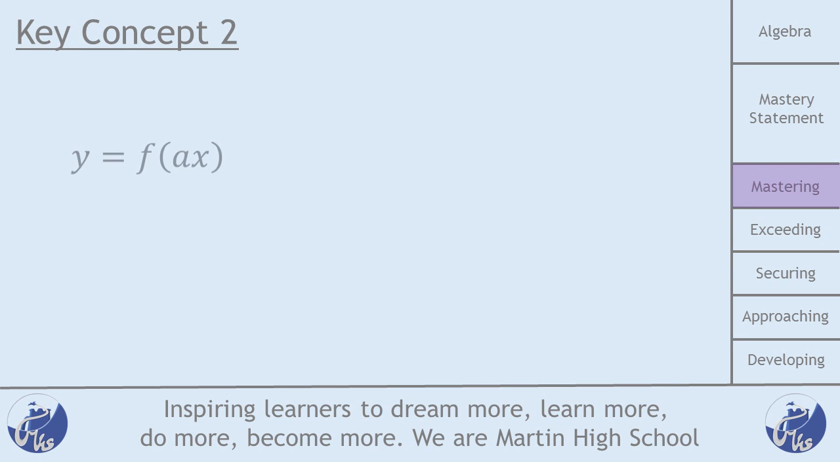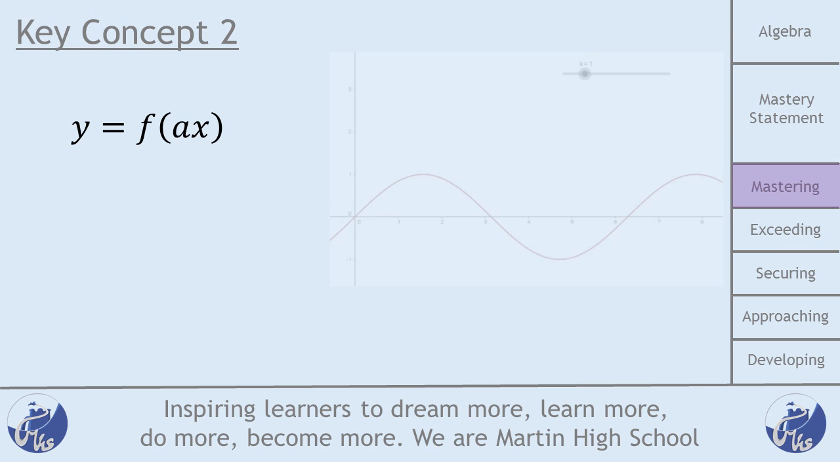So the second key concept is what happens if the a is multiplying x before the function takes place. Now this one is going to be much harder to explain, but we'll give it a go. And if you've been looking at the mastery statements to the right, it has flipped up to mastering in my opinion. This is a much harder concept to get and to be able to understand.